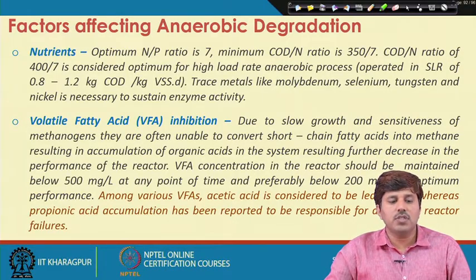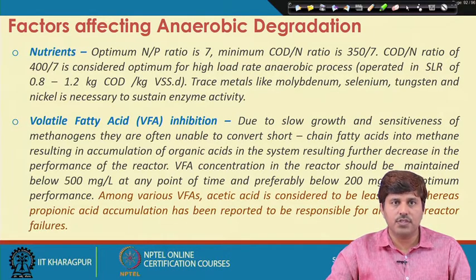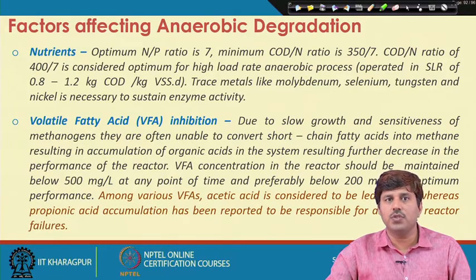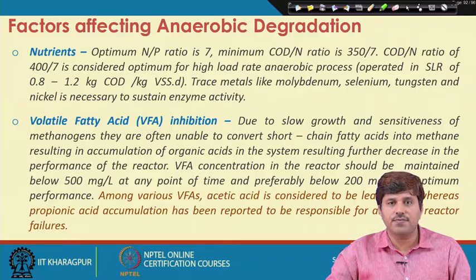The COD to nitrogen ratio of 400 to 7 is considered optimum for high load, meaning the high rate anaerobic processes. Okay. So, those operate in the range of say 0.8 to 1.2 kg COD per kg VSS per day. There are various trace metals like molybdenum, selenium, tungsten, and nickel that are also necessary to sustain the enzymatic activities in the system. So, that is the effect of nutrients.